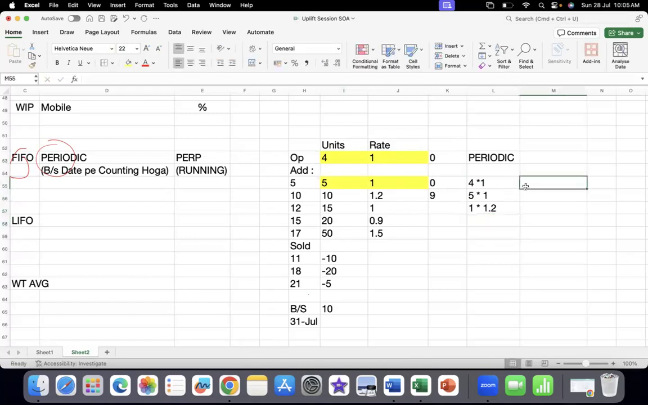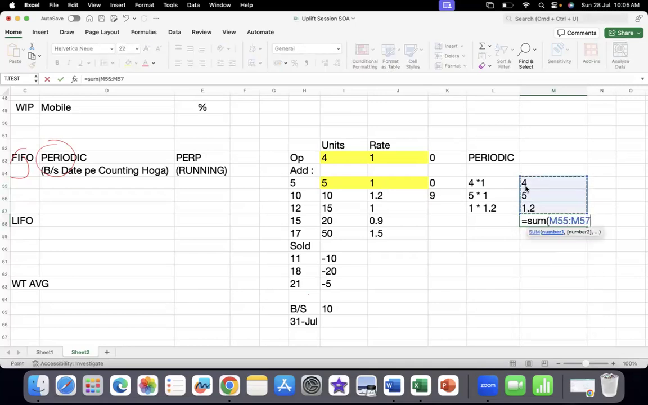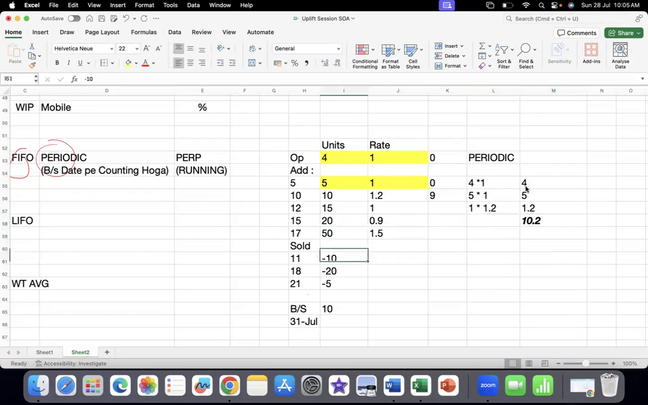And what would be the value according to the FIFO method? It would be 4 into 1, that is 4, 5 into 1, that is 5, and then it is 1 into 1.2, 1.2, it is your answer. And this is your value of inventory for the unit sold on 11th. That is your COGS, the cost of the goods sold.